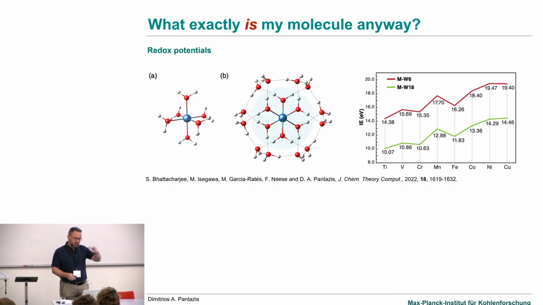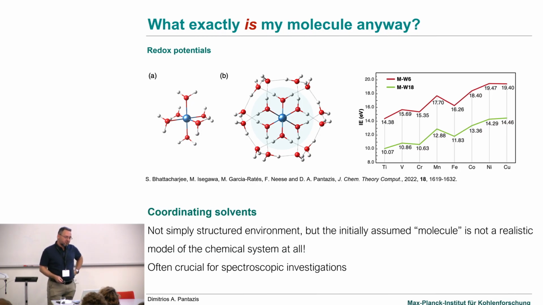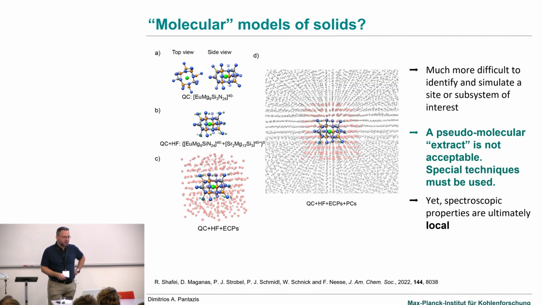So we had a study on redox potentials of first-order transition metal ions. And if you do not have a sufficient amount of explicit waters, you get results that are drastically shifted from what is expected. Another case that I already mentioned was about coordinating solvents, which is often crucial for spectroscopic investigations.